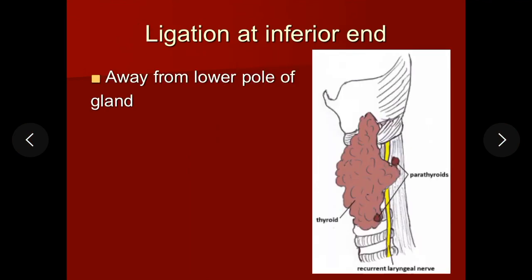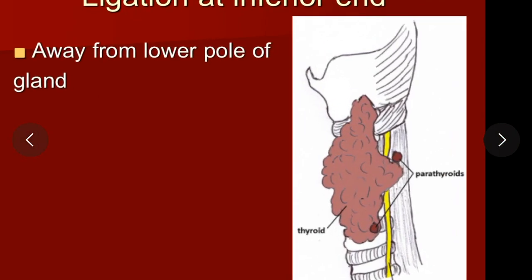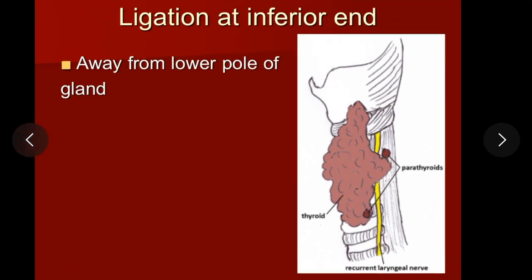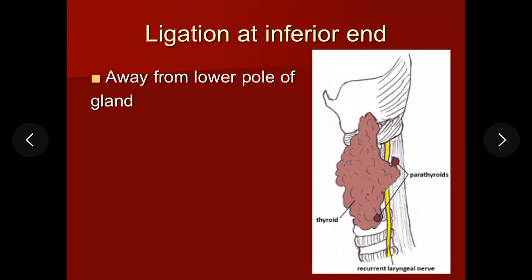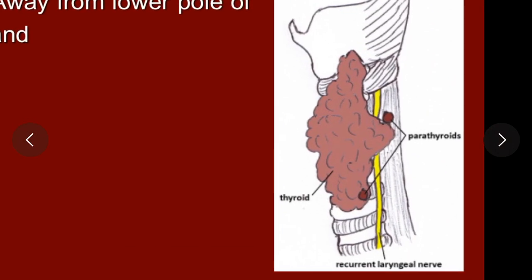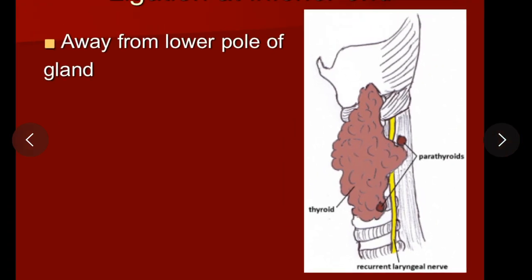Similarly, at the lower pole, you find one artery. Which artery? The inferior thyroid artery. This inferior thyroid artery is a branch coming from which main artery? It is a branch of the thyrocervical trunk of the subclavian artery. So the superior thyroid artery comes from the external carotid artery, and the inferior thyroid artery comes as a branch of the thyrocervical trunk of the subclavian artery. I already told you the lower pole is also related to one nerve. Which nerve was it? The recurrent laryngeal nerve.